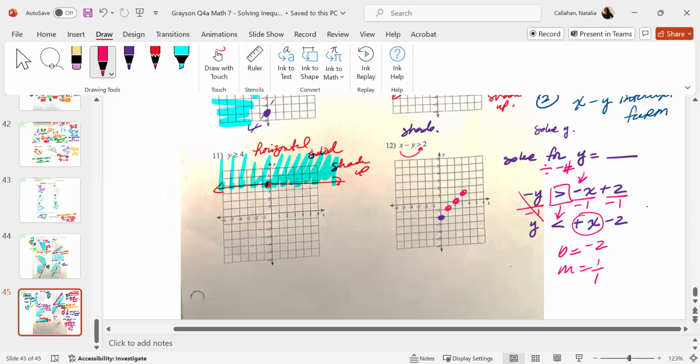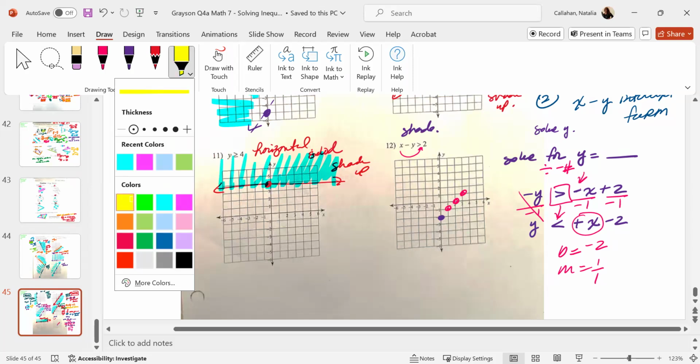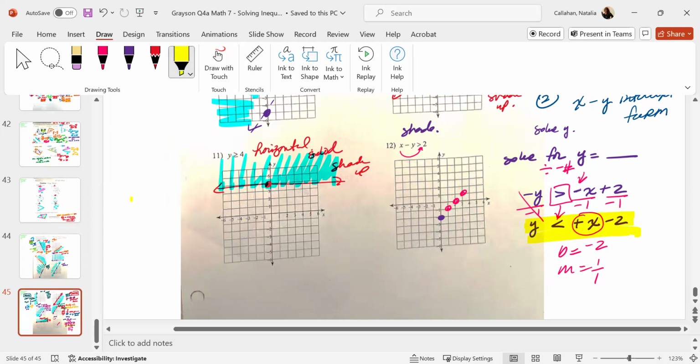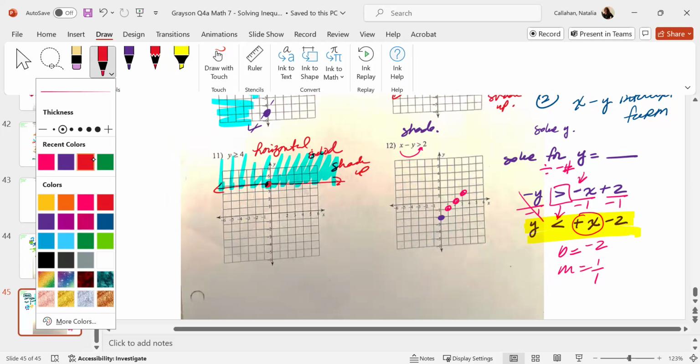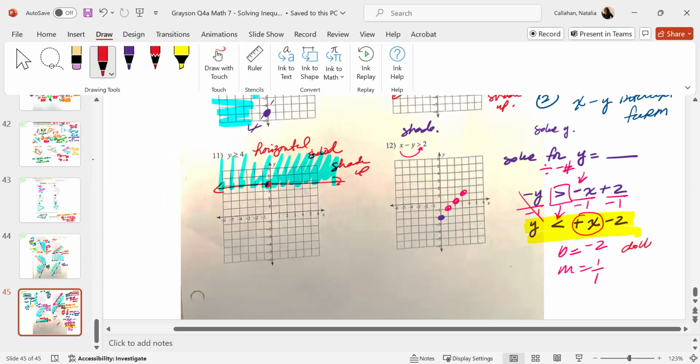Is it a solid or dotted? So when you do this, pay attention. You look at the new equation that you solved. Solid or dotted? Is there an equal sign or not an equal sign? There's no equal sign. It's dotted. What are you talking about? When you look over here, does it have an equal sign or no equal sign? It is not that simple right there. There's no equal sign. It's a dotted line.